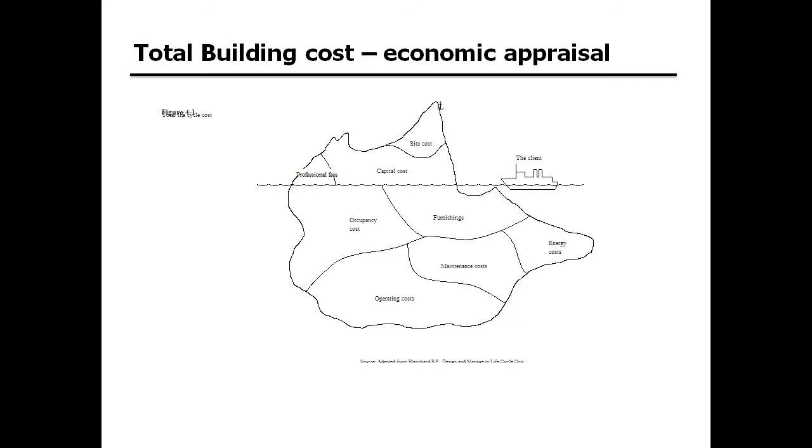Now, if we consider the economics of the whole life of the building, I like this iceberg diagram here, which shows the obvious costs of the building, which is the capital costs and the site purchase costs that you can see above the water. Below the water are the costs that are incurred over the whole life of the building once it's being occupied and maintained. So you can see occupancy costs, maintenance costs, operating costs, and so forth.